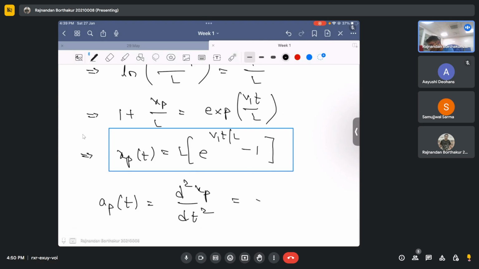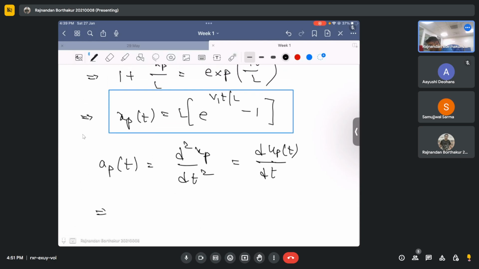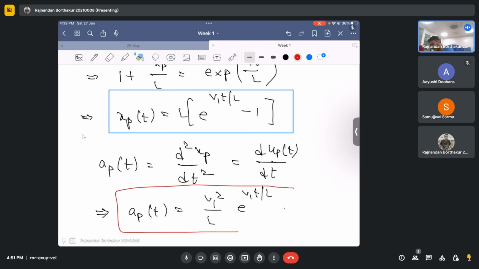Or this can be written as du_p/dt, which is basically the first derivative of the velocity or the second derivative of the displacement. And if you perform a second derivative here with respect to time, you can very easily see that a_p(t) would simply come out to be v1 squared by L e to the power v1 t by L, and that's it. That's the acceleration in Lagrangian frame. Okay, this is the acceleration in Lagrangian frame.